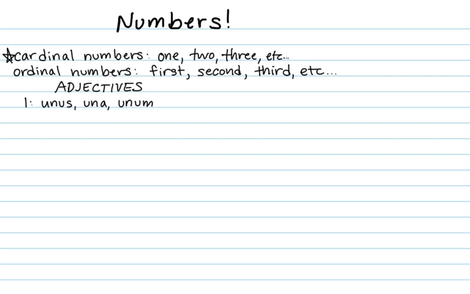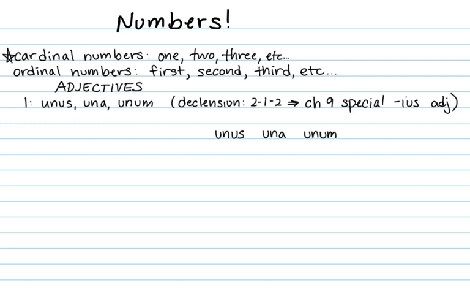As adjectives that modify nouns, some of them decline and must agree in gender, number, and case, like unus, una, unum. It is a 2-1-2 adjective, but it's a special 2-1-2 with the endings we learned in Chapter 9. So nominative is unus, una, unum, masculine, feminine, neuter. Genitive across the board ends in long I, us: unius, unius, unius. Dative ends in long I: uni, uni, uni. But then after that, we return to the regular 2-1-2 declension that you know and love.